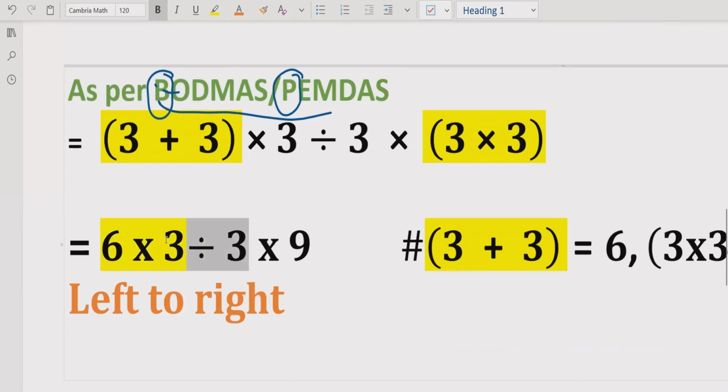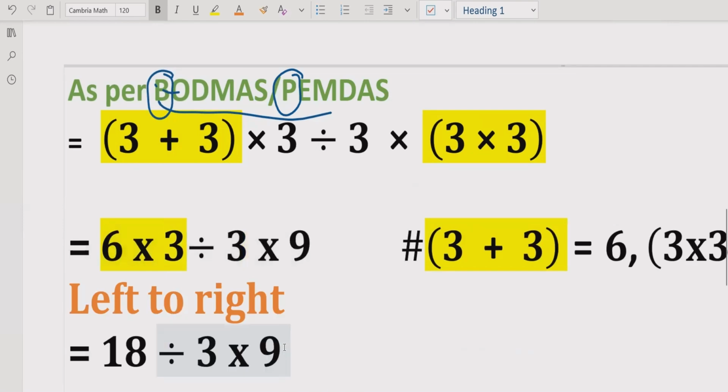You cannot say, I'm using BODMAS, so I will divide first. No, you have to follow the left to right rule and find out which operation comes first. As you can see on the screen, multiplication comes first, so you multiply first. 6 multiplied by 3 is 18. After that, we write the same expression as it is, and we give the reference: 6 multiplied by 3 equals 18.